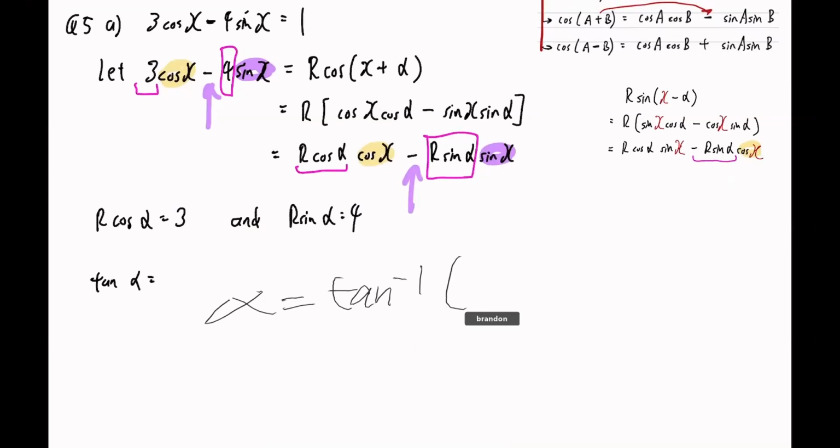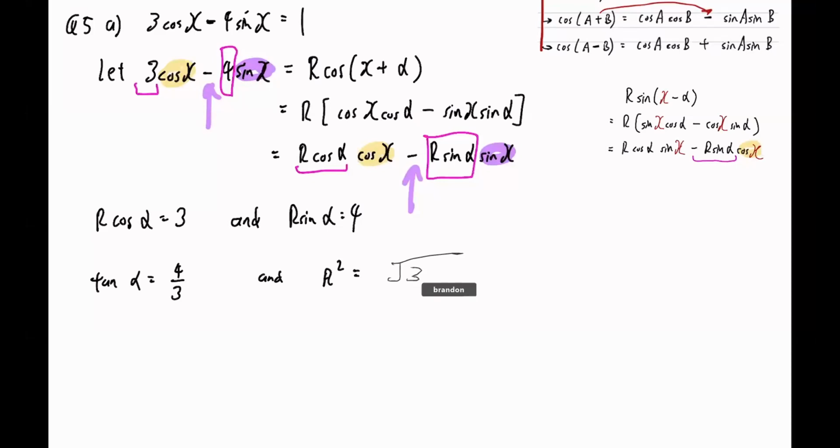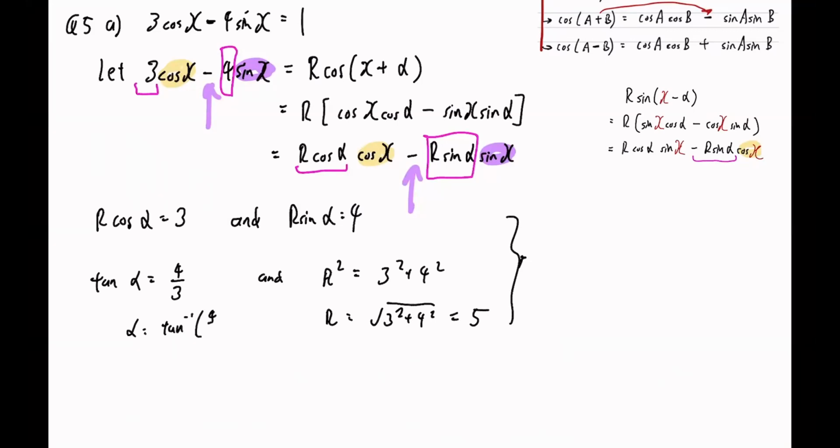Tangent alpha equals 4 over 3. r squared equals 3 squared plus 4 squared. Then r is the square root of that, which is 5. Very good. Getting faster already. Therefore, we need to find alpha first. Tangent inverse. Can you tell me what's the angle? In radians.